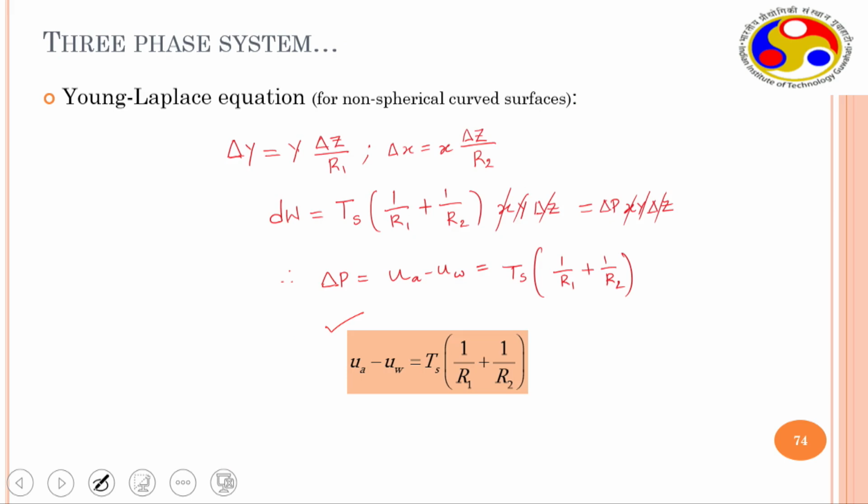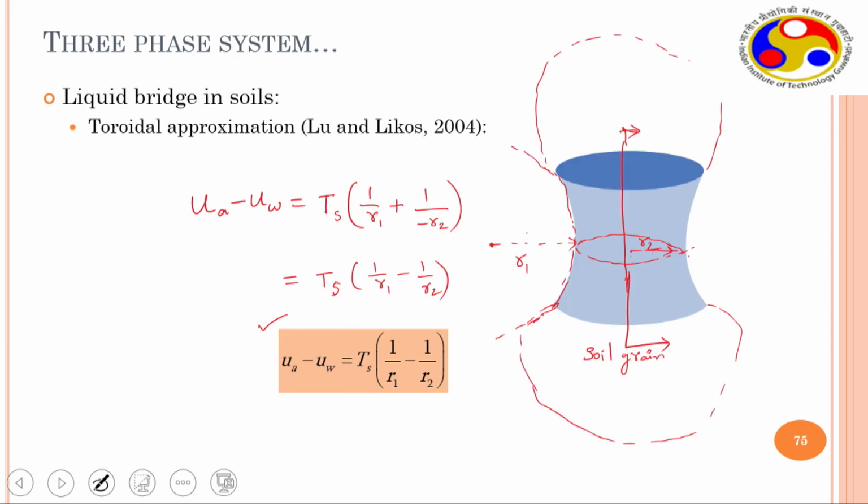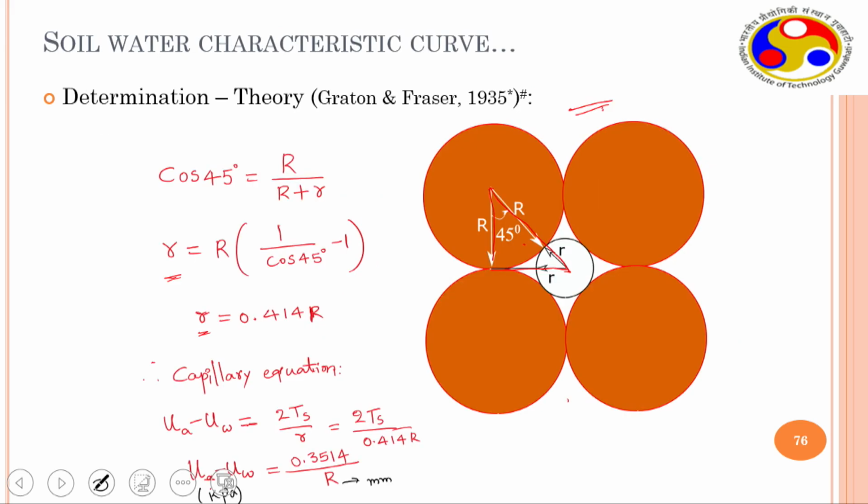And for non-curved surfaces, which is very common in soils, the earlier relationship 2Ts by R gets converted to this particular form. From there, how the estimation can be done can be understood theoretically. Theoretically, you have some models which are for highly ideal conditions. These equations and models are available for estimation of the SWCC.